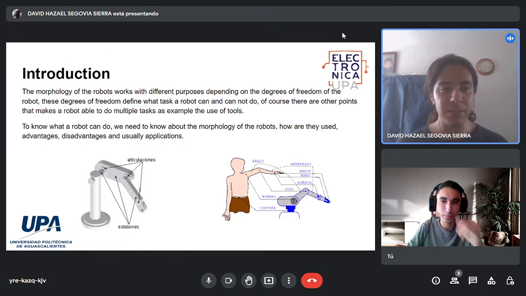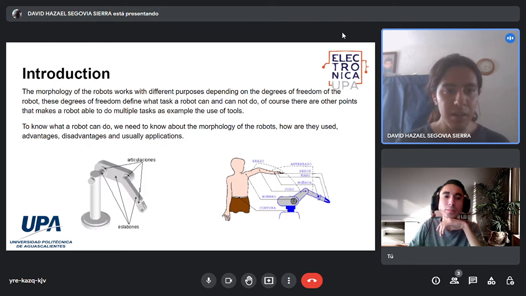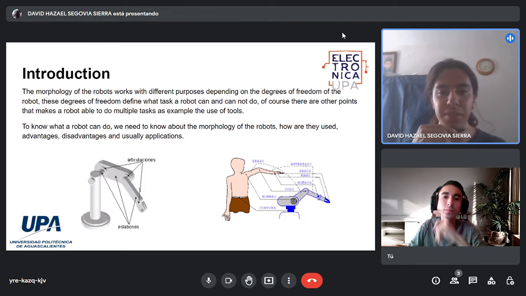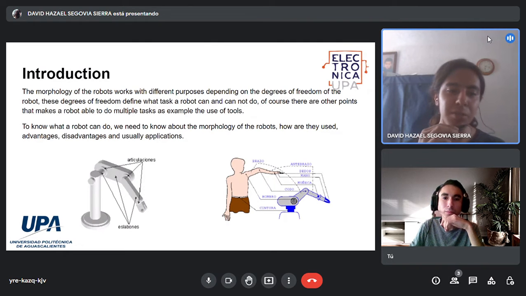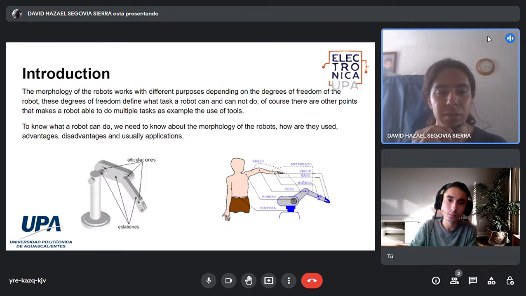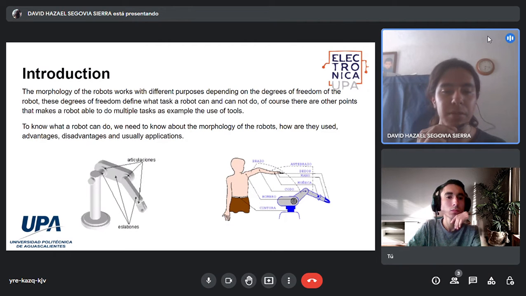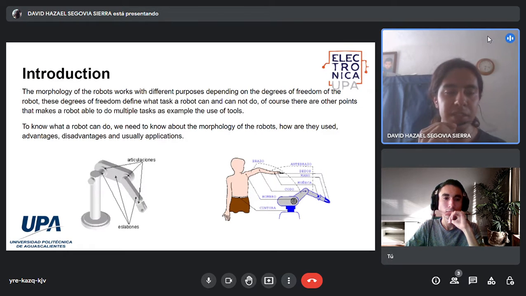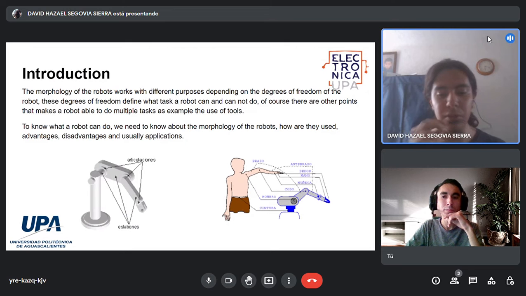With the introduction, the morphology of the robots works with different purposes depending on the degrees of freedom of the robot. These degrees of freedom define what tasks a robot can and cannot do. Of course, there are other points that make a robot able to do multiple tasks, for example, the use of different tools. To know what a robot can do, we need to know about the morphology of the robots, how they are used, advantages, disadvantages, and usual applications of these industrial robots and their morphology.